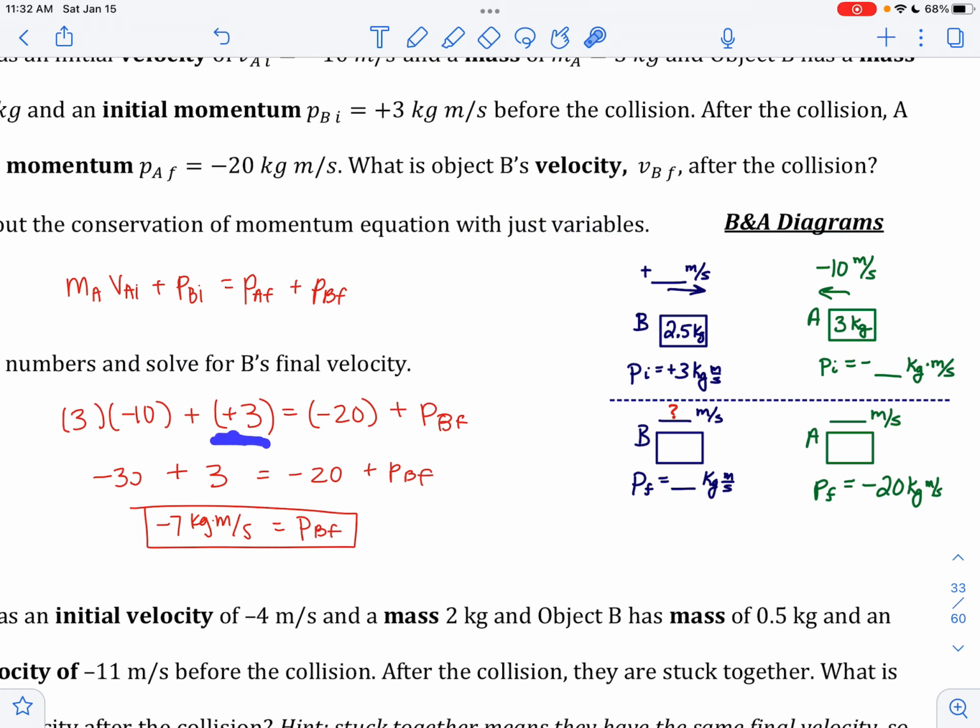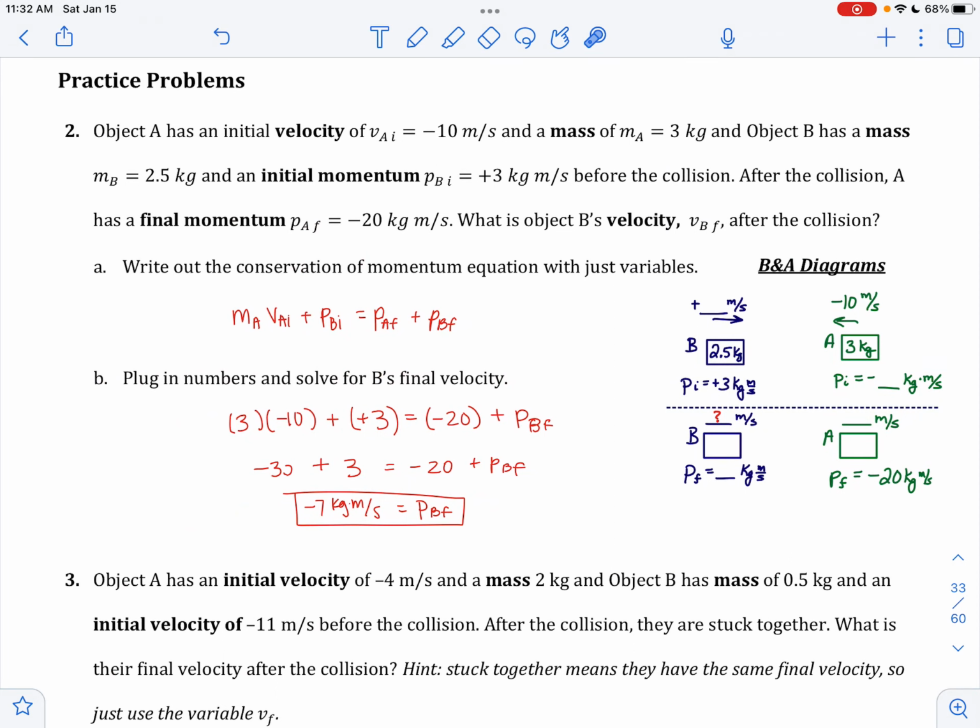I have my momentum of B, initial, right here. I have my momentum of A final right here. And I need to find my momentum of B. That's an unknown. Now notice here, this is not correct. This is not the final answer, because I need to solve for B's final velocity. So when we did this the first time, we solved for the final momentum, but we want the velocity.